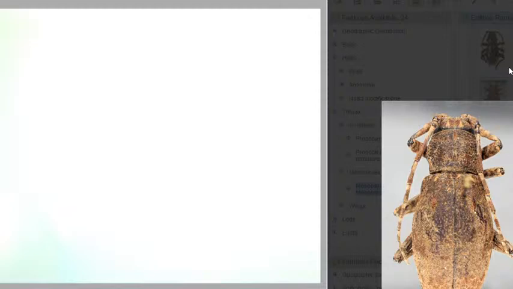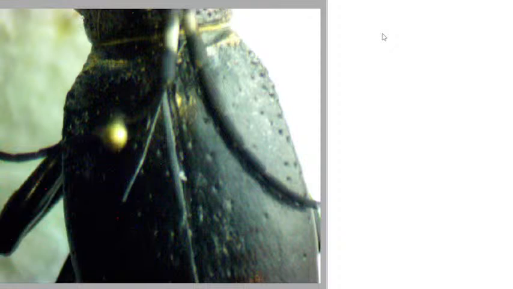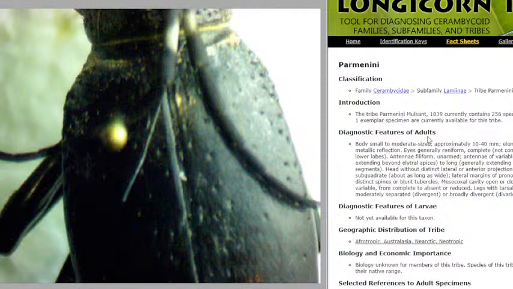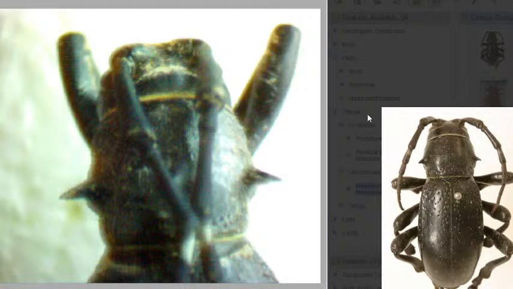Alright, so this key is just going to get it down to these two tribes for us. And then we would essentially have to go into the informationals about them and read and see which one is most likely. But this guy, I know he's a Monolima. Look how cute he is. There you go.